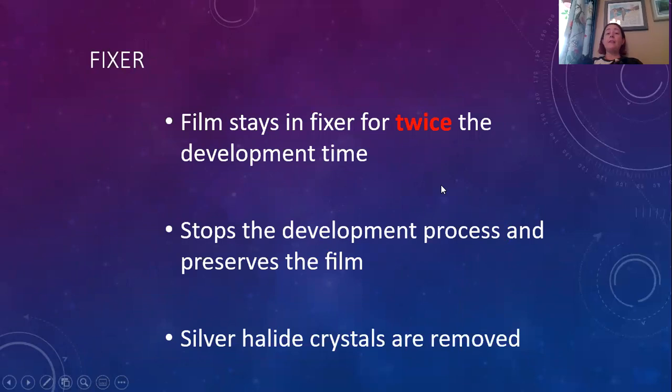Fixer, on the other hand, the film will stay in the fixer for twice as long as the developing time. So if we are hand dunking our films, and that takes 5 minutes to develop, then our fixer will be for 10 minutes. It will stop the developing process. It will preserve the film. And the silver halide crystals that are unexposed will then be removed.